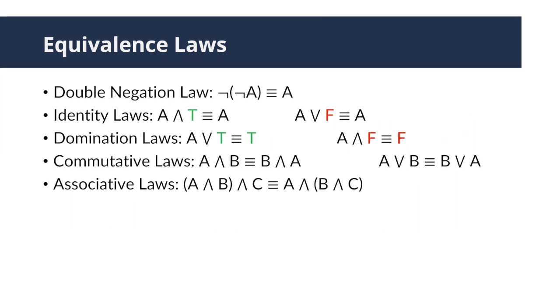Remember, our goal is to reduce the number of letters in the proposition. So if you look at those laws again, you can see for the identity law, you can go from 2 letters to 1. And for domination laws, you can go from 2 letters to 1. So those are the 2 laws you should consider.